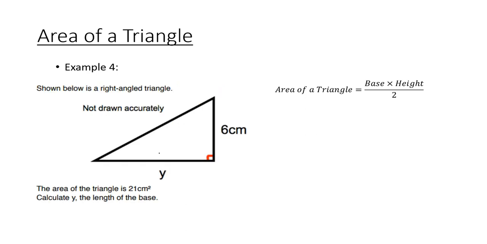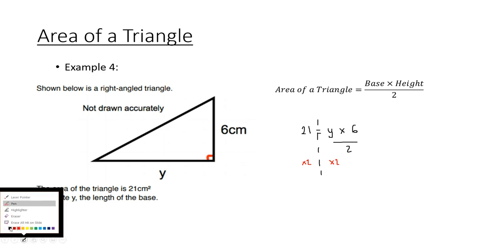Final example, this is working backwards, so you're given the area and you're trying to find one of the missing lengths. So the area of your triangle is 21 centimeters squared, and you know that your base, which at the moment is y, multiplied by 6 divided by 2 will give you your area. So we have to work backwards here again. First thing we have to do is get rid of that divide by 2. Now to get rid of divide by 2, we have to do the opposite, which is times 2. So we times both sides by the value of 2.